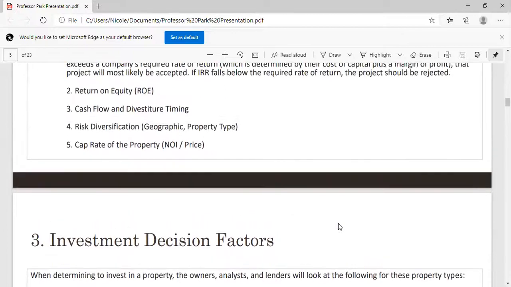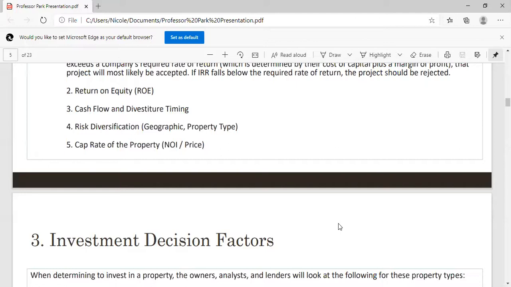And you also look at the cap rate of the property. And this is something that you'll find if you look on CoStar, which is a place that most people will look if they're looking for properties to invest in. They'll always have a cap rate, which is the net operating income of the property divided by the price. So the less risky the property, the lower the cap rate will be.